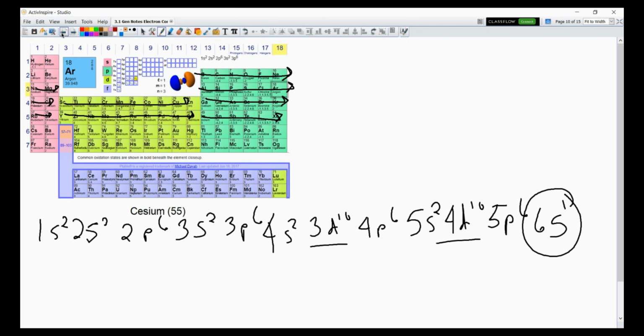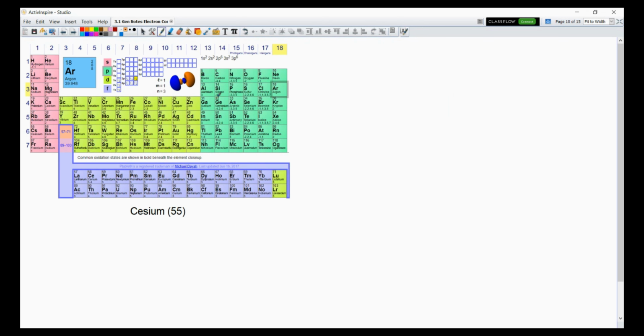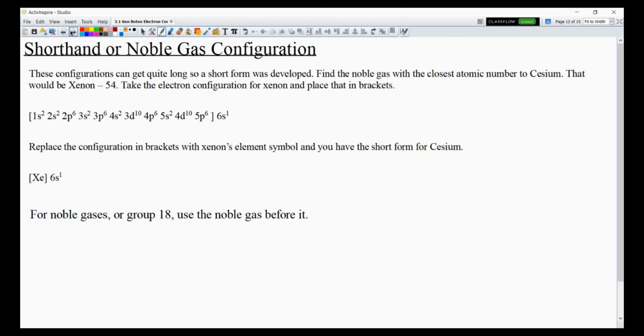Okay, so let's go back. So cesium, in order to get to cesium, it's right here. The last noble gas, by the way, this group right here, this last one on the end, these are called the noble gases. So the last noble gas that we passed through before we got to cesium was xenon. Okay, and xenon ends at the fifth energy level, 5p6. So what we're going to do is put a bracket.